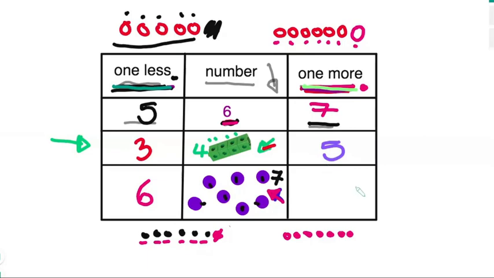Fantastic. When we're finding 1 more, the number gets bigger. So we're going to add on 1 more. There we go. We've added on 1 more. Now we're going to count these all up to find out what 1 more than 7 is. Are you ready? Here we go. We have 1, 2, 3, 4, 5, 6, 7, 8. So 1 more than 7 is 8.